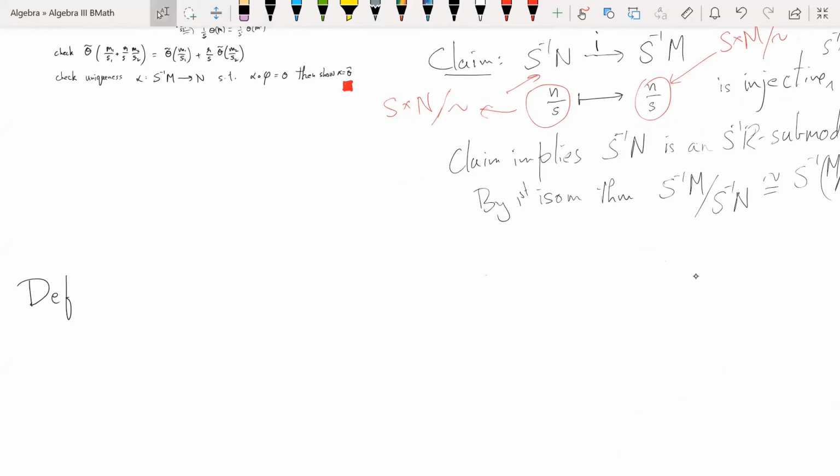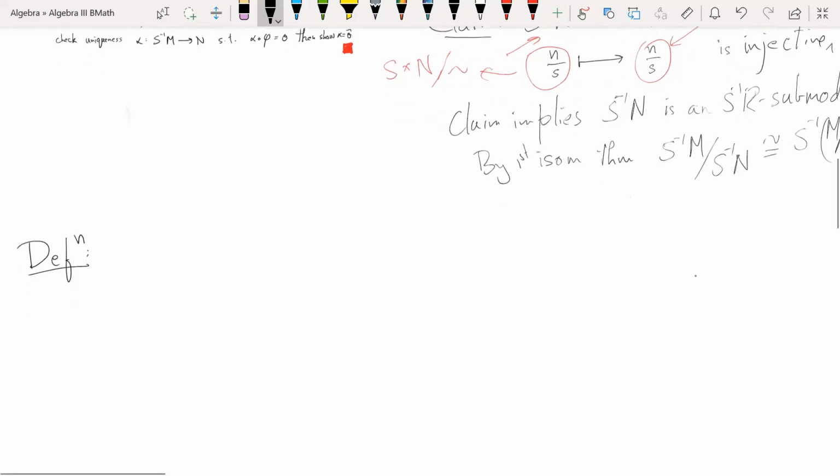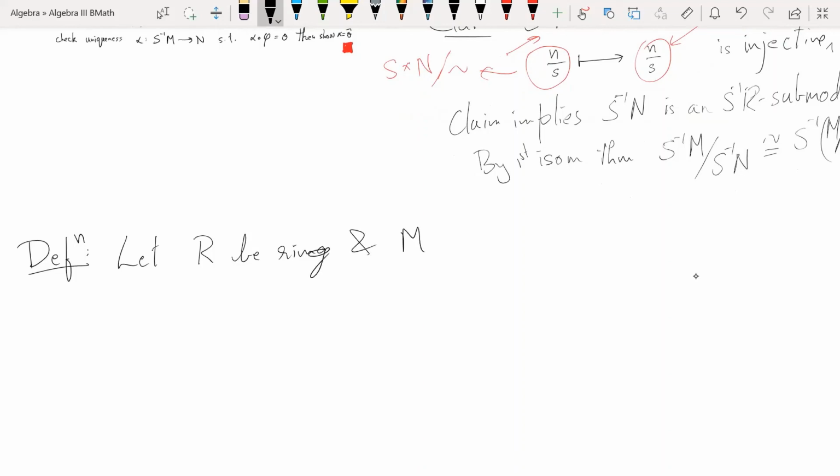So we are going towards proving this theorem, the structure theorem of finitely generated modules over a PID. I'm trying to develop whatever ingredients are there for that. So let R be a ring, and M be an R module.